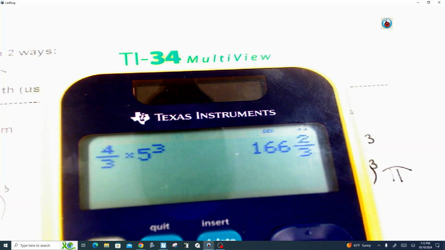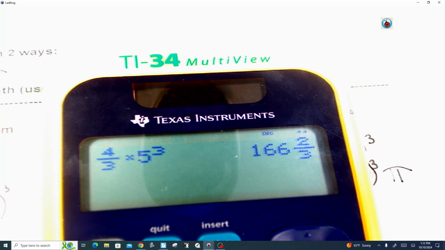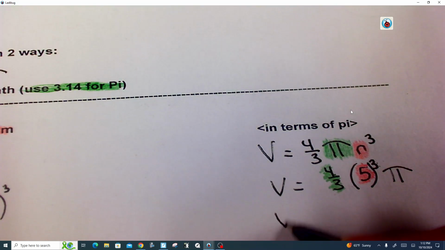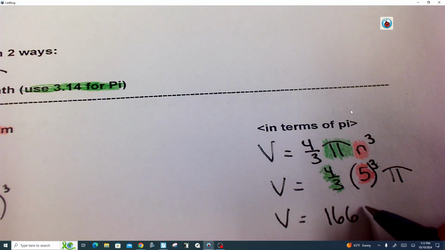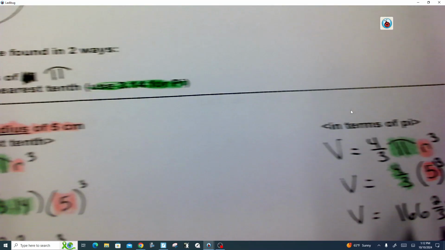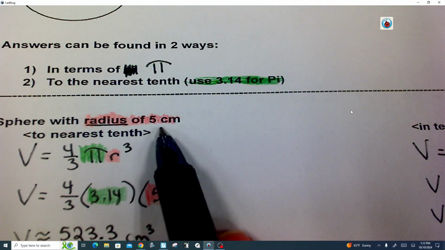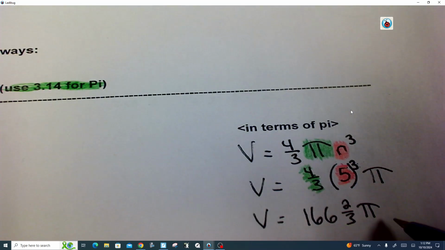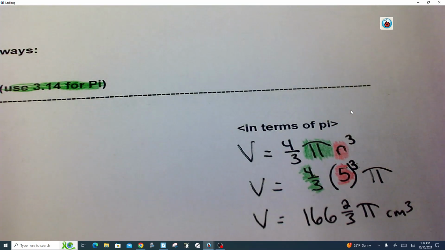Well, once you type this one in and you saw, hey, it's 166 2/3, that's exact. We're not having to round anything, are we? So how about we just go ahead and say, hey, the volume is 166 2/3 pi. What was the unit again? Centimeters cubed.